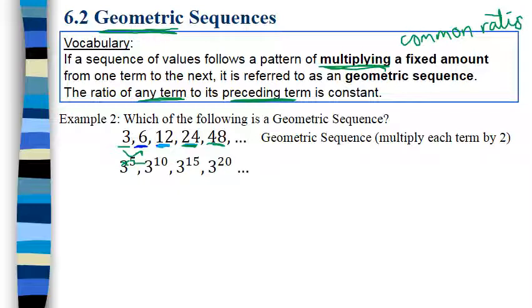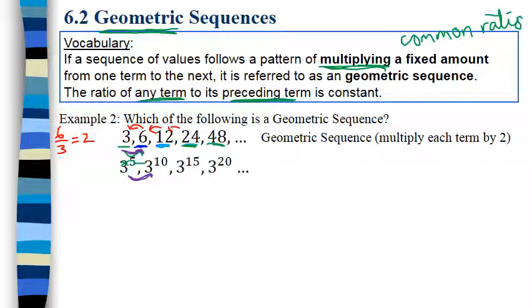Let's take a look at this example. This is 3 to the 5th, 3 to the 10th, 3 to the 15th, and 3 to the 20th. It might be a little bit more difficult to be intuitive about how you go from one to the next. Like here, 3 to get to 6, that's fairly simple to see. This might be a little bit more difficult. So let's look at how we could go backwards. That is, how could we go from 6 to 3? Well, again, we can do 6 divided by 3, and that gave us 2. And we could do that with every single term going backwards.